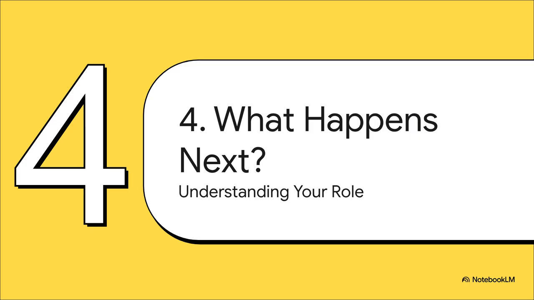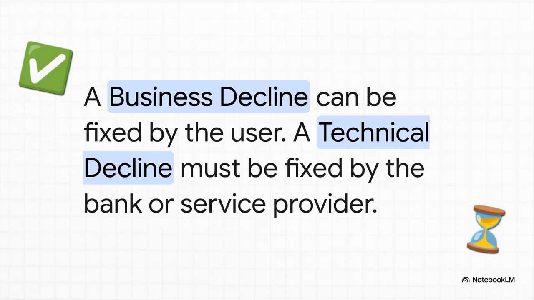Okay, so we've identified our culprits, but why does this actually matter to you when you're the one standing there at the checkout with a payment that just failed? Well, because this distinction defines what you can do next. And here's the crucial point. A business decline is usually something you can fix right then and there. You can double-check your PIN, pick a different account, or just try to send a smaller amount. But if it's a technical decline, there's really nothing you can do but wait for the bank or the provider to get their systems back online.